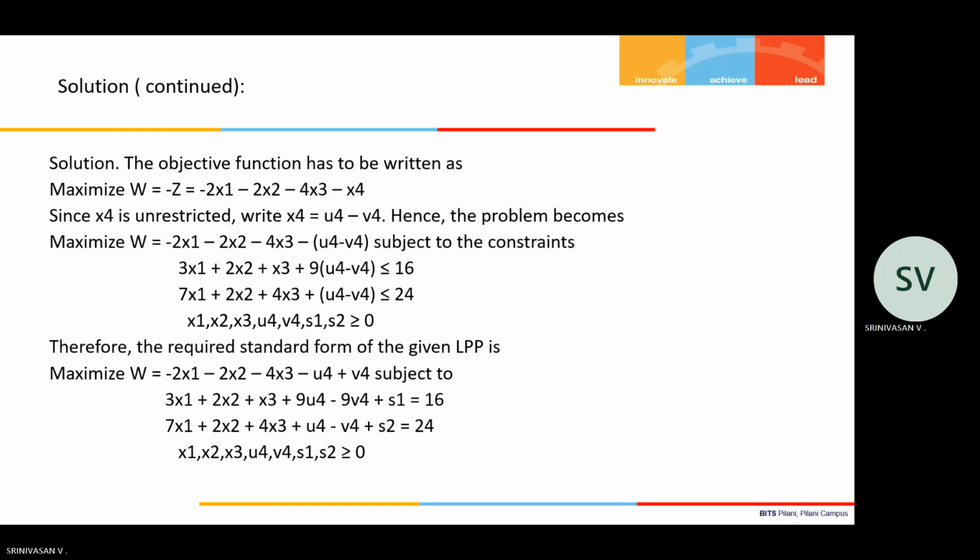Now, we need to write there itself the decision variables, all those variables, basic and non-basic variables, to be non-negative. What are they? In your original problem, you had x1, x2, x3, but no more x4, because x4 is u4 minus v4. So you write separately u4, comma v4. Now, where do you get S1, S2?